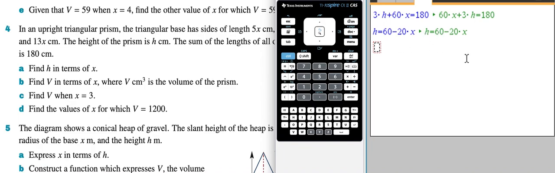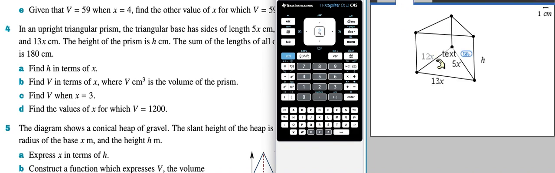That's A. B is find the volume. So again, volume equals, and it's a triangular prism. So it's going to be the area of the base, all right, times the height. Okay. So it's going to be the area of the base times the height.